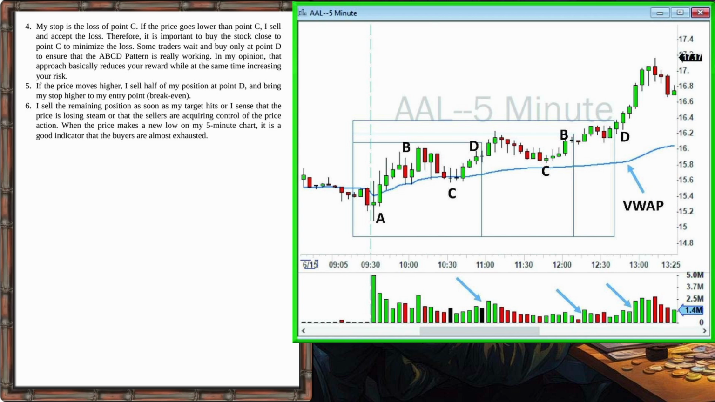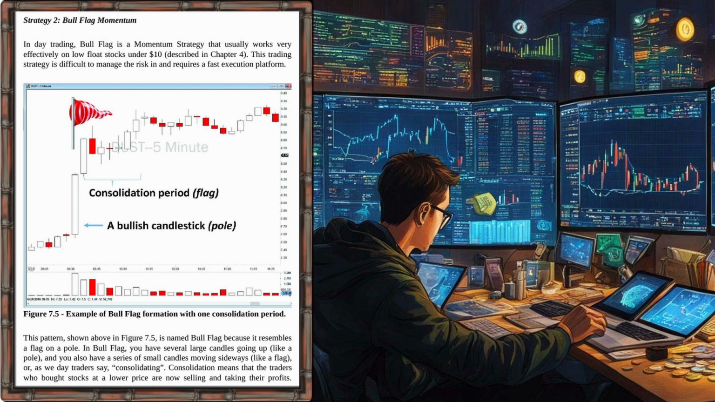Some traders wait and buy only at point D to ensure that the ABCD pattern is really working. In my opinion, that approach basically reduces your reward while at the same time increasing your risk. 5. If the price moves higher, I sell half of my position at point D and bring my stop higher to my entry point, break even. 6. I sell the remaining position as soon as my target hits, or I sense that the price is losing steam, or that the sellers are acquiring control of the price action. When the price makes a new low on my 5-minute chart, it is a good indicator that the buyers are almost exhausted.